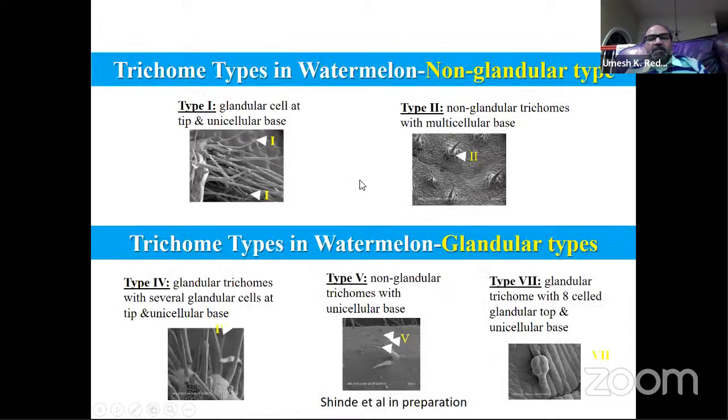So there are different kinds of trichomes in watermelon. These trichomes are the tiny hair-like appendages on the leaves and stems. And at the end there is a glandular cell. And then at the end there is no glandular cell. So the glandular cell here has an 8-celled glandular top, having a lot of aromatic and volatile substances that can provide insect resistance.